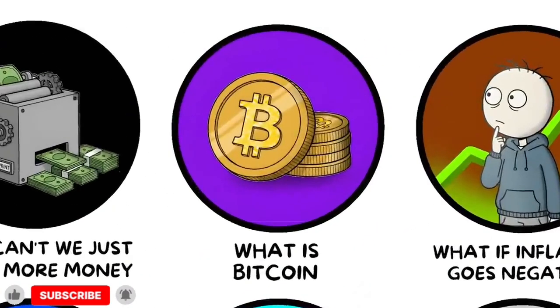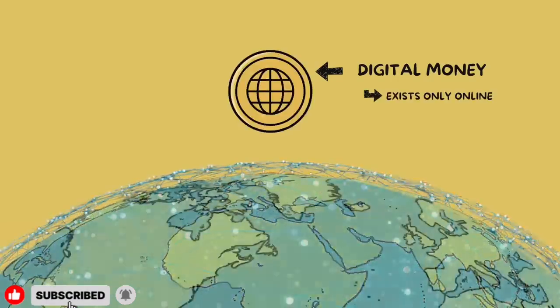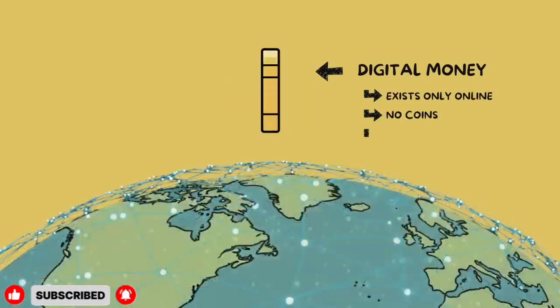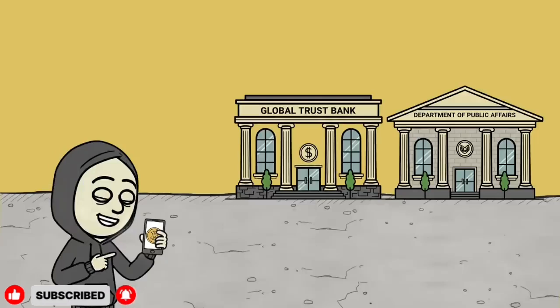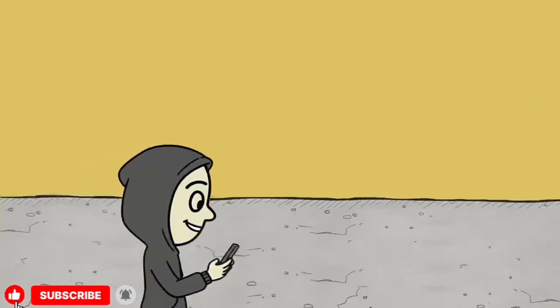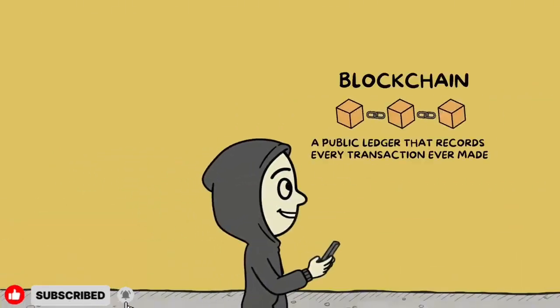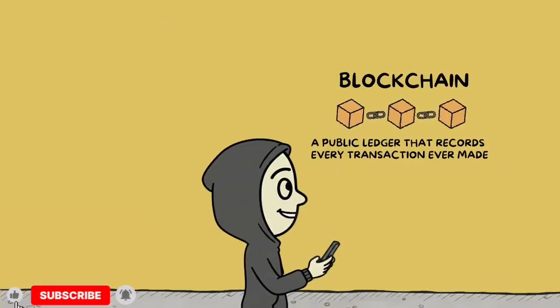What is Bitcoin? Bitcoin is digital money that exists only online. No coins, no bills, just code. But unlike the dollars in your bank account, no government or company controls it. Bitcoin runs on a system called blockchain, a public ledger that records every transaction ever made.